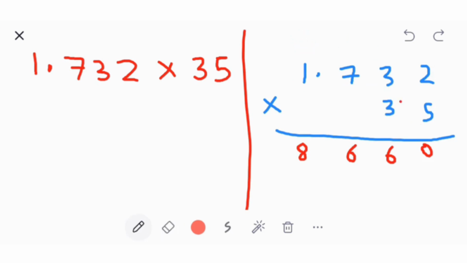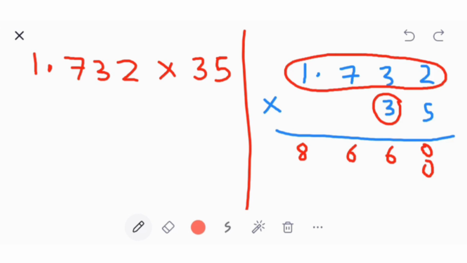Before you use these 3 that I circled to multiply, you have to write a 0 here first. Now that 3 that I circled will equally multiply all these 4 digits that I circled at the top. Let's do that quickly. So you do 3 times 2, which is 6. Then 3 times 3, which is 9. 3 times 7, which is 21. But you can't write down the full 21. No. You will write down 1. Then you write 2 on top of the 1 at the top. Then you do 3 times 1, which is 3, plus the 2 on top, you have 5.